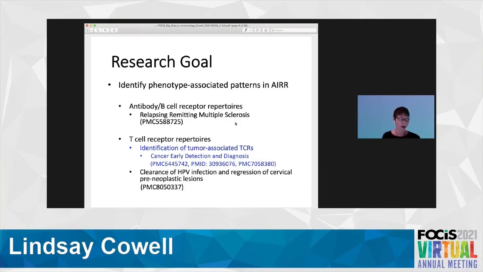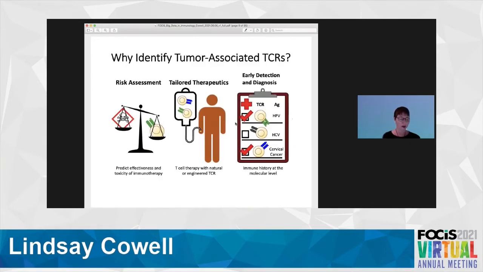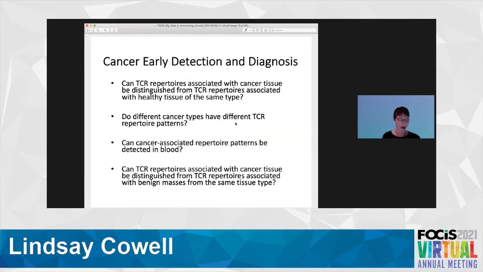So I'm going to focus on one specific area of research in my group, which is to identify patterns in immune repertoire deep sequencing data that are associated with sample or host level phenotypes. So I'm going to talk about work in cancer using T-cell receptor repertoires to identify tumor-associated T-cell receptors and to explore the feasibility of their use for cancer early detection and diagnosis.